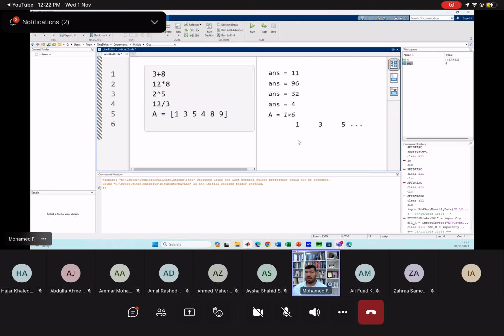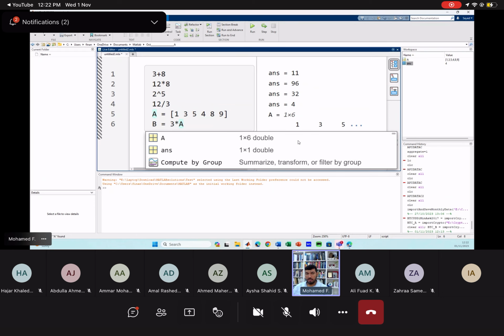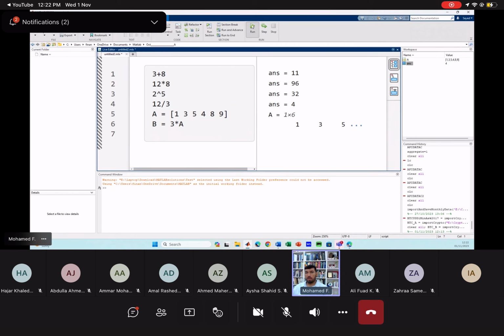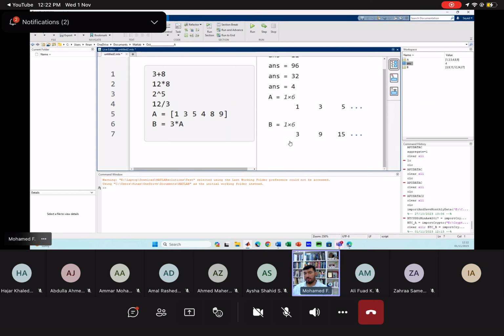So if we have a and we want to multiply the a by something, we can store it in another vector. So b equals 3 multiplied by a. And once we run it now, we are going to have another vector, which is called b. And the answer is 3, 9, 15, and so on and so forth. So each point, we are trying to multiply it by 3.